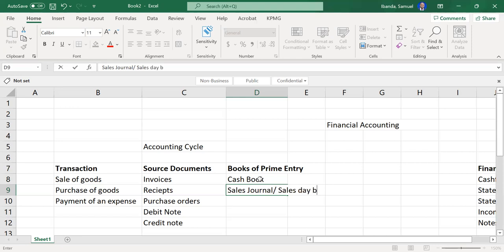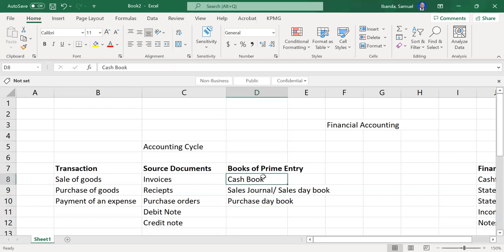It's called the sales day book. We also have the purchases day book. The sales journal or sales day book records sales that were sold on credit. The purchases day book records purchases that were bought on credit. The cash book records sales and purchases that were made on cash. So cash transactions are recorded in the cash book, as the purchases and sales journal do record those that were made on credit.